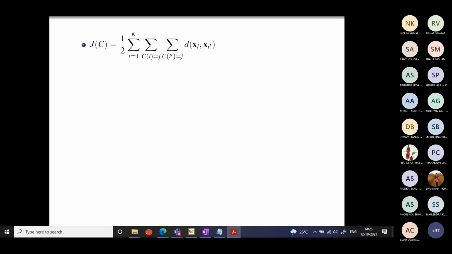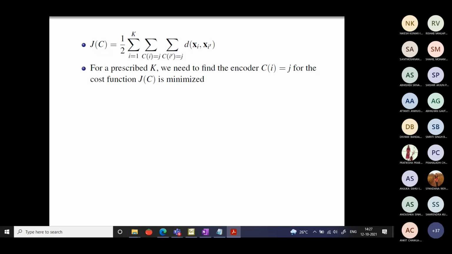Again, I have written this here for the sake of reproduction, or for ease, or reference. So when we have this, we know that for any prescribed value of K, we need to find the encoder. Basically, we need to find the encoder C, where the cost function J is to be minimized. So far the encoder C is unknown. We don't know what kind of measure we are using to say that something is lesser or more, which we can define.